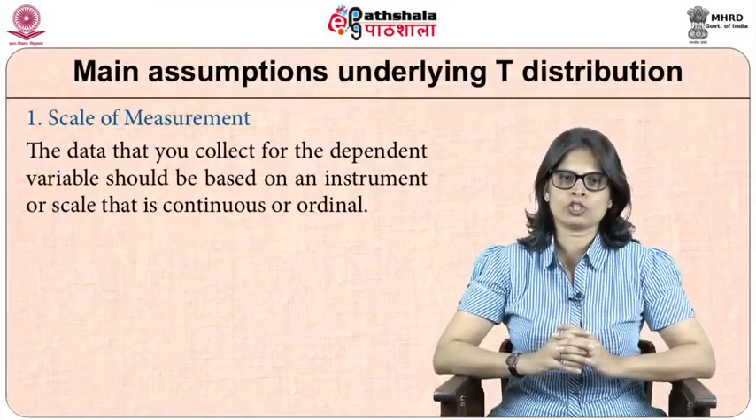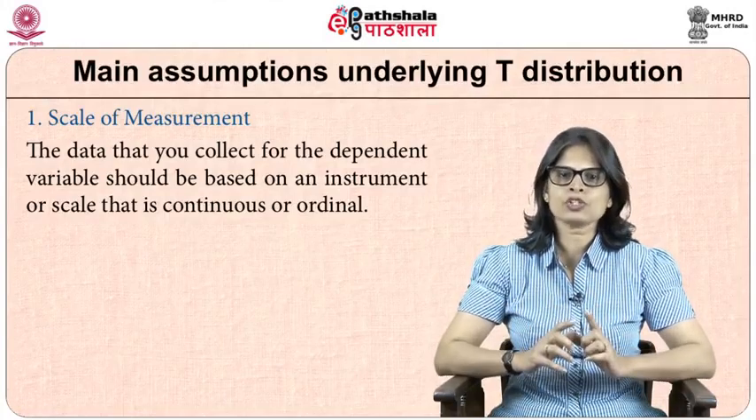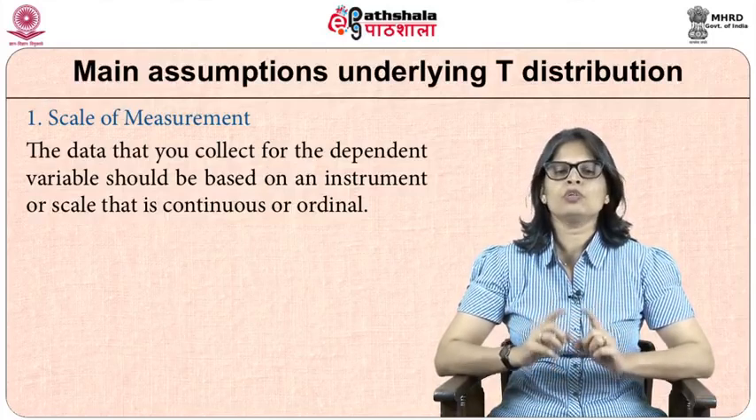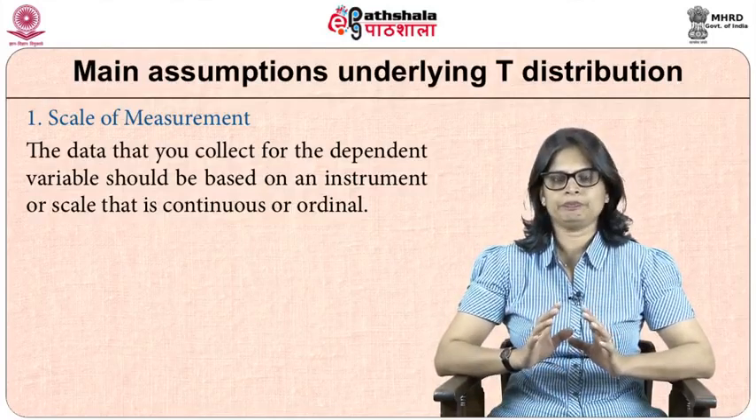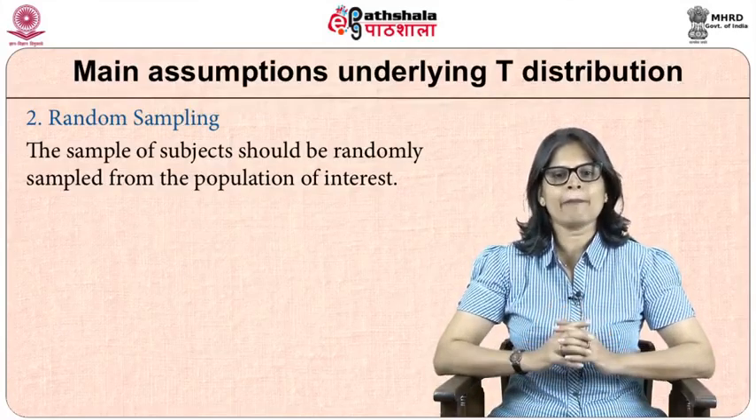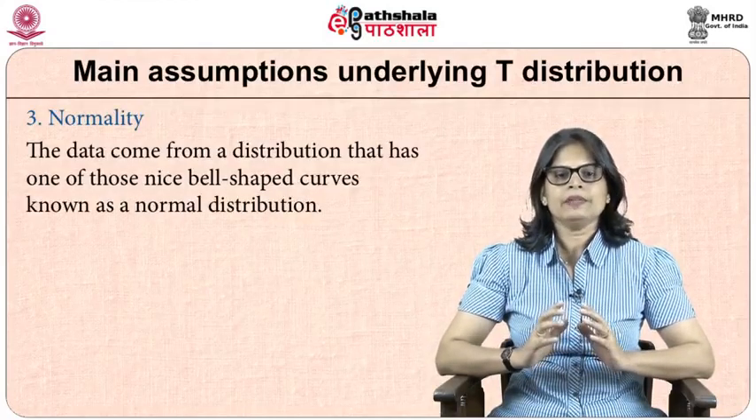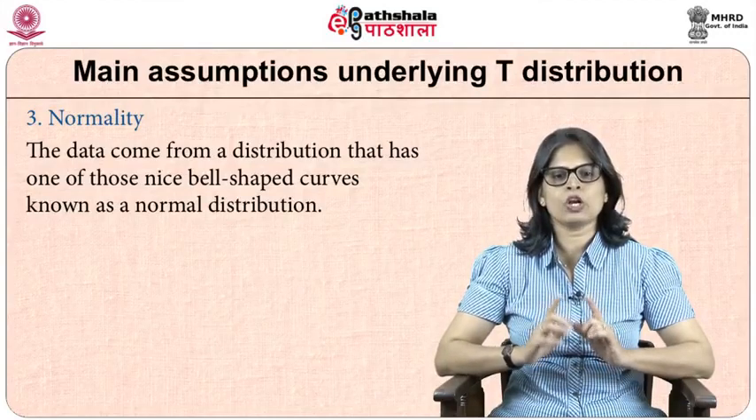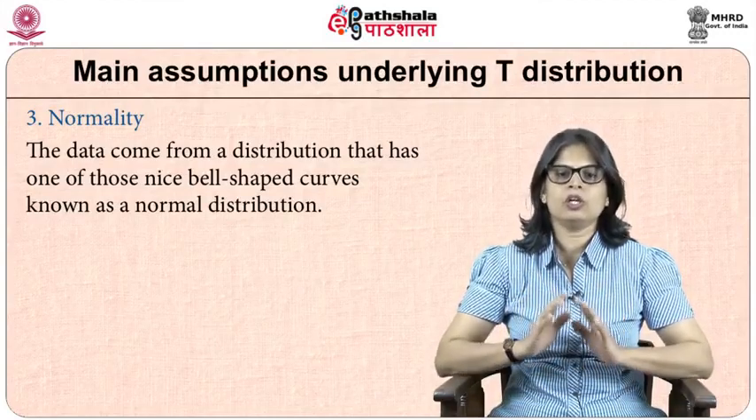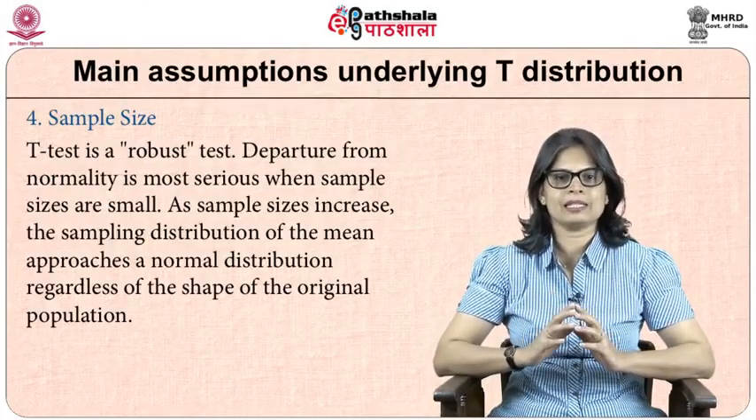What are the main assumptions underlying any t distribution? The first is the scale of measurement. The data that you collect for the dependent variable should be based on an instrument or a scale which is either continuous or ordinal. Second, random sampling. The sample of subjects should be randomly sampled from the population of interest. Third, normality. The data comes from a distribution that has one of those nice bell-shaped curves known as the normal distribution.